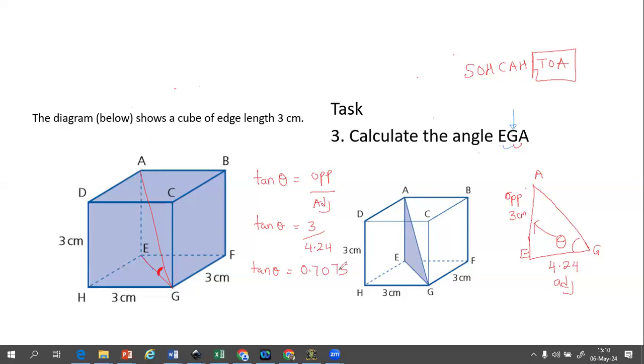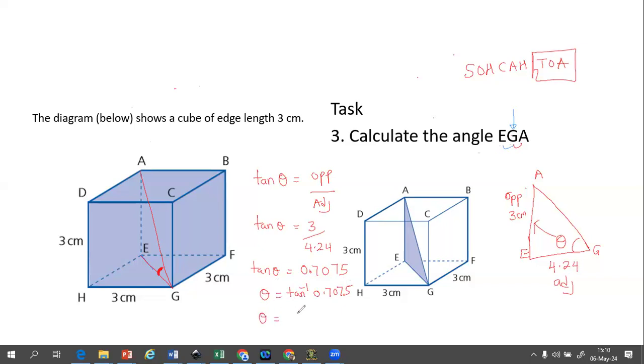Okay. Now here, when you are writing, make sure you always write to at least 4 decimal places. Then the next thing you are going to find is the inverse. I'll say theta is equal to tan inverse of 0.7075. So can we place our calculators and you tell me what you get?